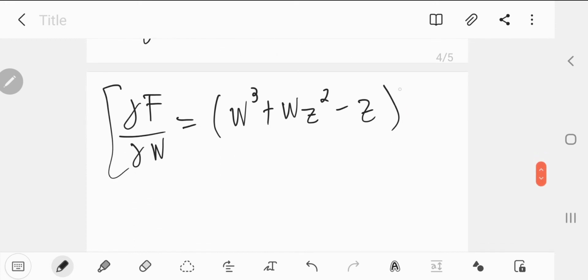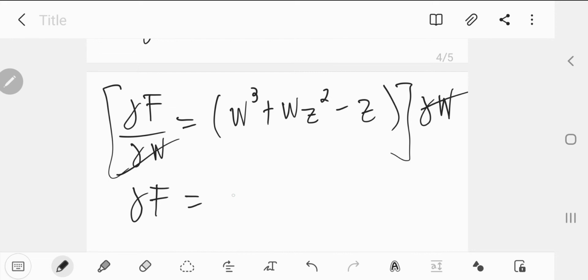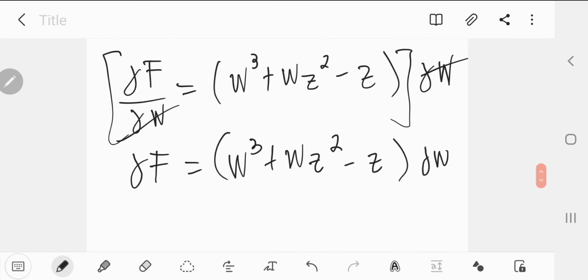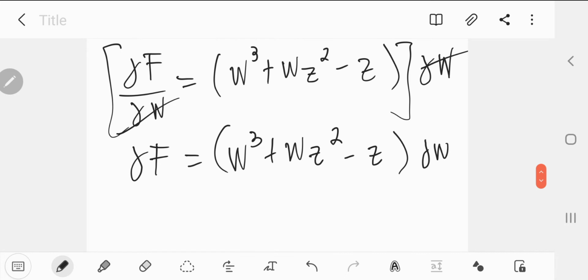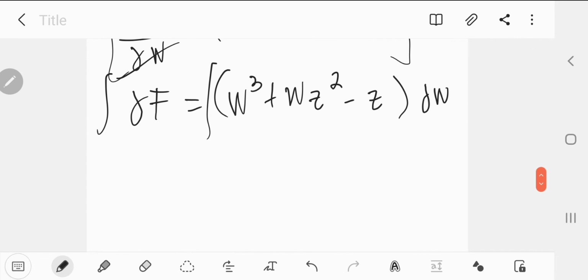Let us multiply both sides by dw. So we have cancellation. So we have the partial derivative of f equals w cubed plus wz squared minus z dw. And now, in order for us to get f, let us integrate both sides. So we have the integral of df is equal to the integral of w cubed plus wz squared minus z dw.